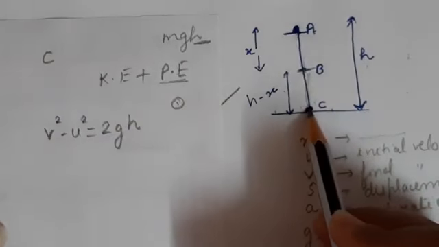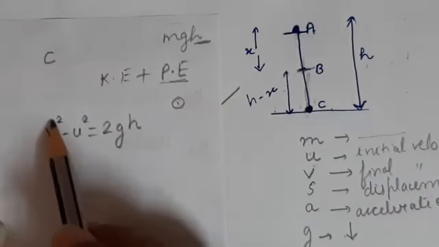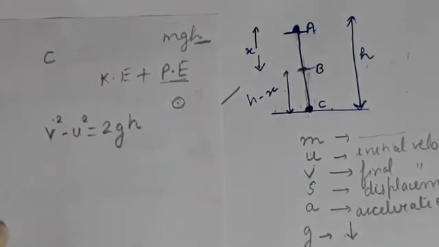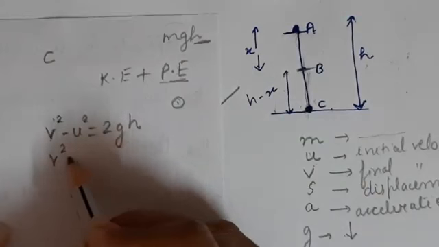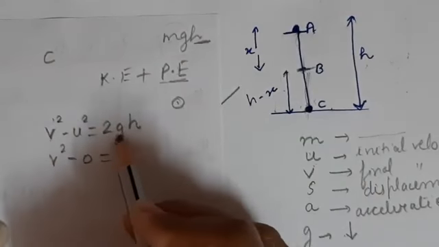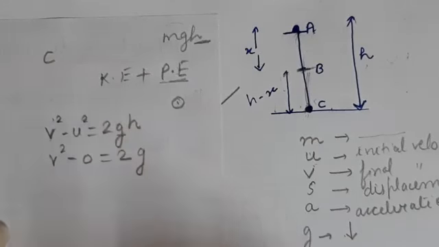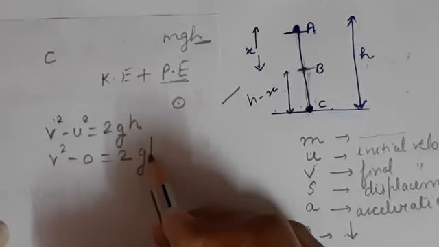What is the final velocity at point C? v. Okay, v square minus, what is the initial velocity? Initial is 0 at point C. So it will be v square minus 0 is equal to 2g. g is acting downwards, yes. What is the displacement at point C? It is h.